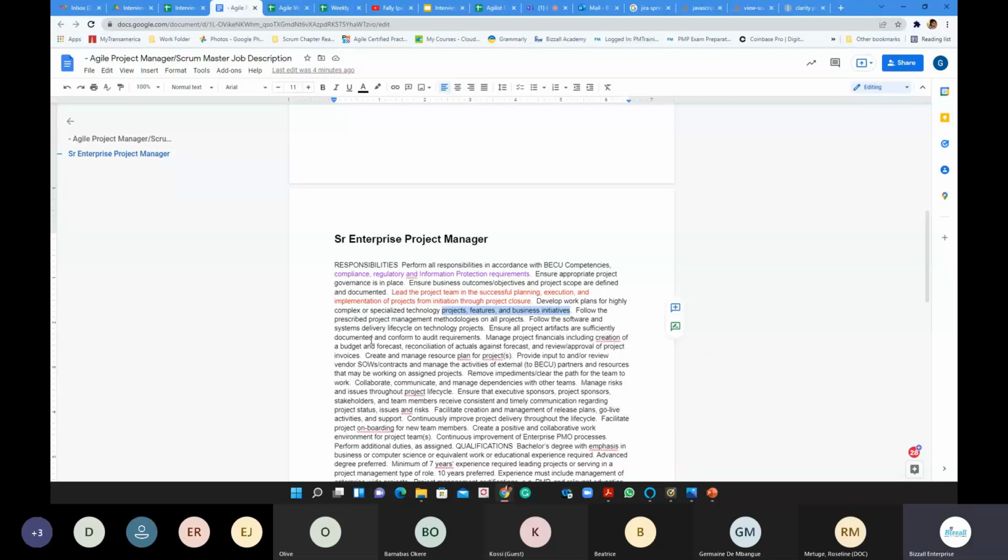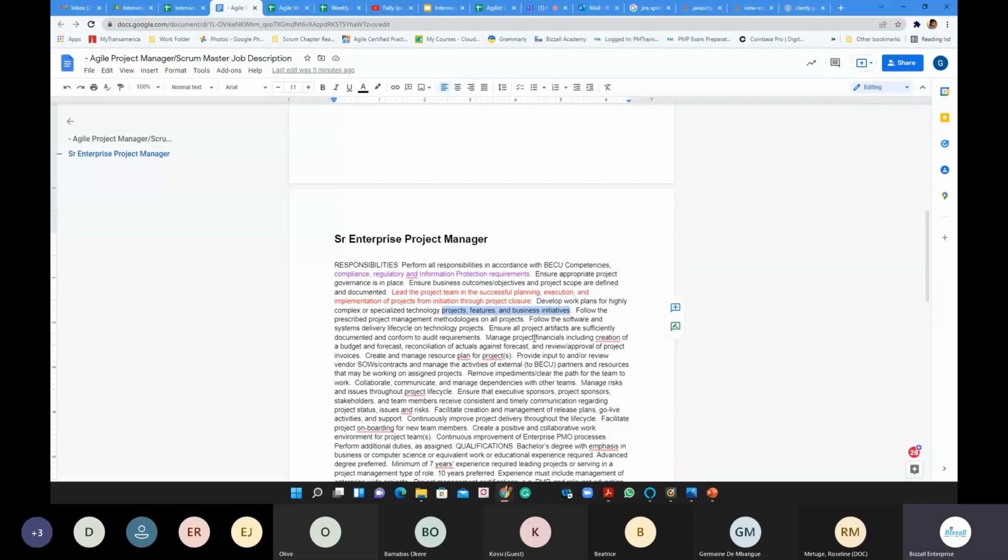Ensure all project artifacts are sufficiently documented and conform to audit requirements. When they talk about project artifacts, it could be the release note that you want to put on the project. It could be the project documentation. So whenever they finish a piece of an increment, they want you to write on that and say, this is what we have done. This is the code that we used. This is the language that we used. This is the component that we used. This is how it works. It has to be part of your deliverable, right? That's what they are trying to say.